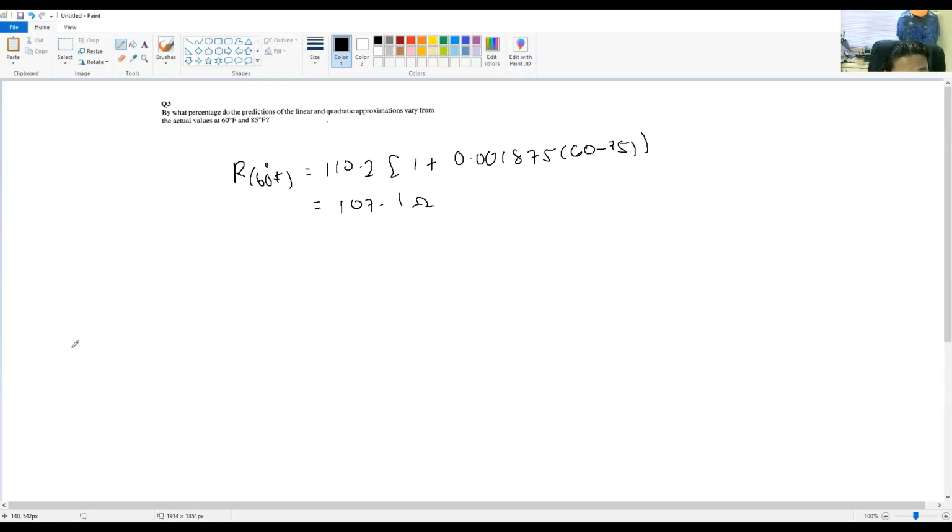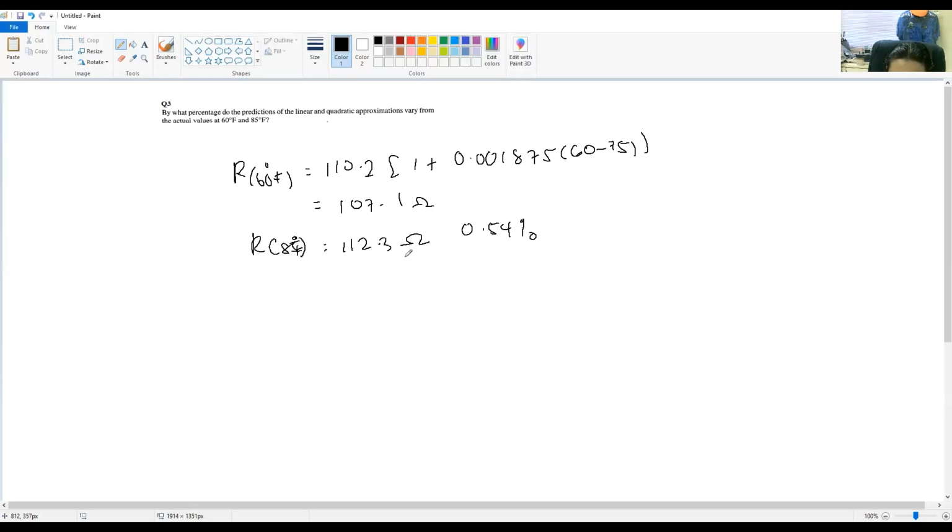So at 85 Fahrenheit, we find R at 85 is 112.3 ohms. And then the error will be 0.54%. For 60 Fahrenheit, it will be a 1% error.